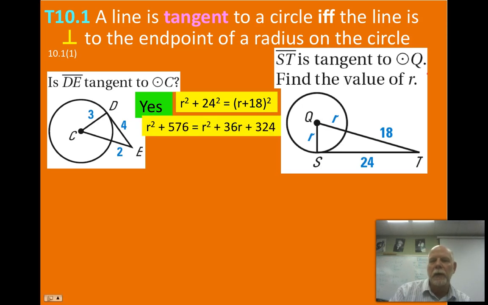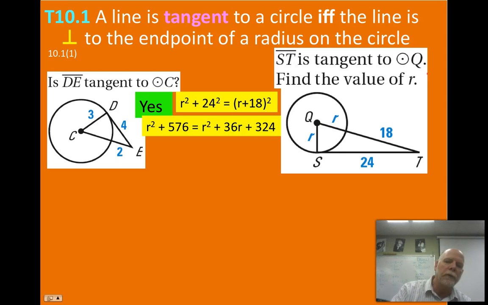So let's do that. We get r squared plus 576 on the one side, since 24 squared is 576. On this side, we have to write the r plus 18 twice and FOIL it out, multiply it out. So we get r squared plus 36r in the middle plus 18 squared, which is 324. Now notice the r squareds are going to cancel each other. They're going to drop out when you subtract them from both sides.